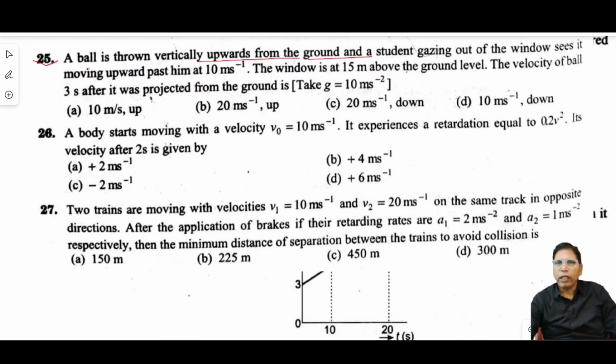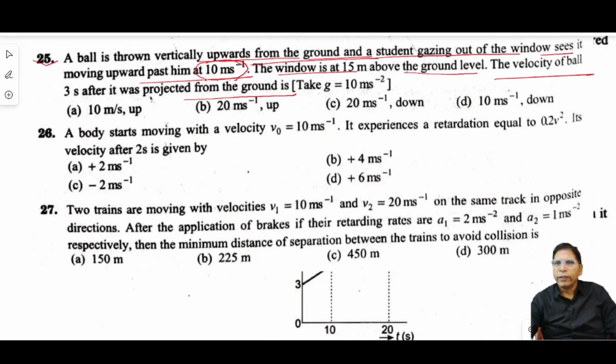A ball is thrown vertically upward from the ground and a student gazing through the window sees it moving upward past at 10 meter per second. The window is at 15 meter above the ground. Find the velocity of the ball 3 seconds after it was projected from the ground. Now look at this. We have to calculate the initial velocity of projection.